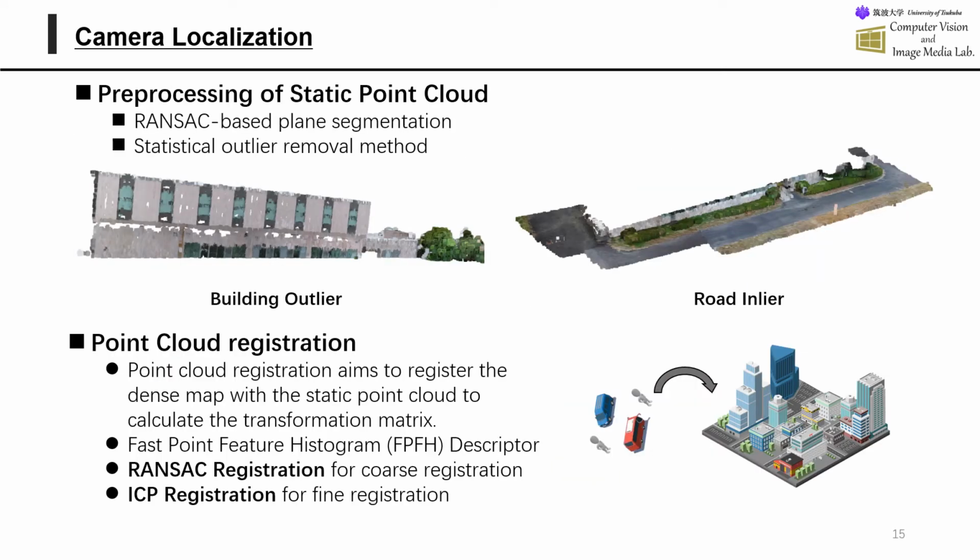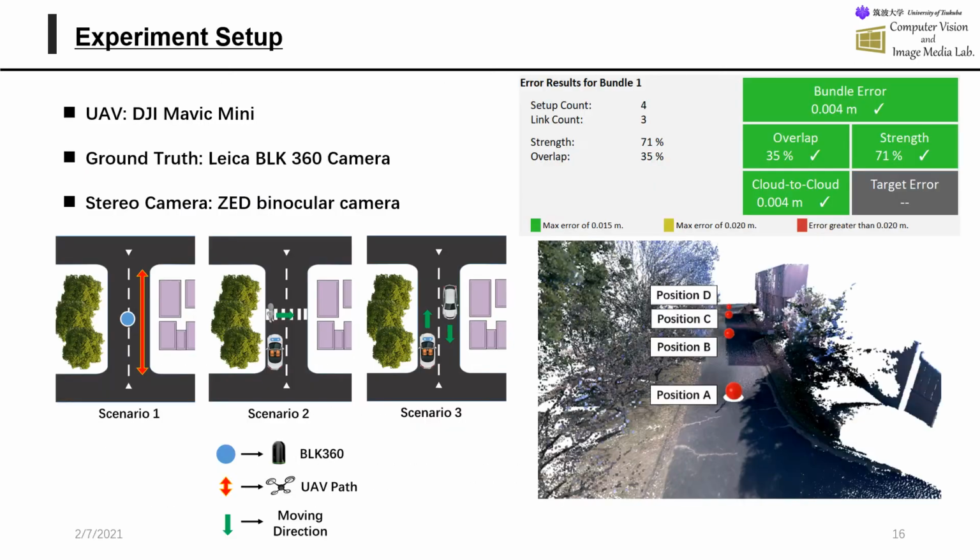Camera localization is mainly based on the point cloud registration method. In this case, we use the FPFH descriptor. The input of FPFH is the point cloud with normal information, and the output is a histogram that can reflect the characteristics of the neighborhood around each point. Then, the RANSAC registration method is proposed for coarse registration of two point clouds, and ICP registration is for fine registration. After getting the transformation matrix, the dynamic point cloud can be transformed into the static point cloud.